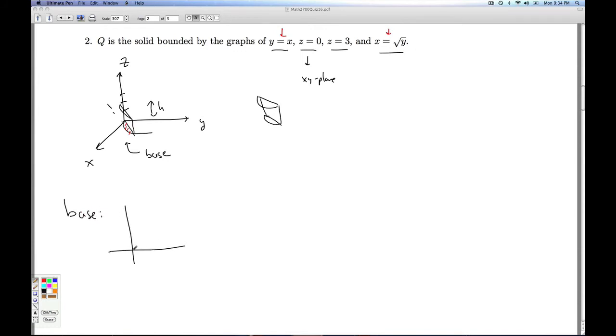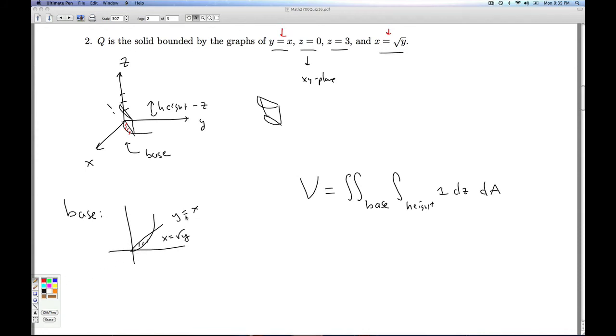So if we look at the base, we have y equals x. We have x equals square root y. The height then, as we mentioned, is going to be the z. So what's the volume going to be? Well, as before, we're going to take a double integral over the base, integral over the height. 1, the height here is dz, and then we'll determine the order for the base here in a minute. It really doesn't matter which one we use.